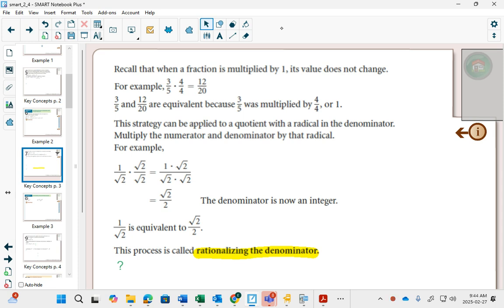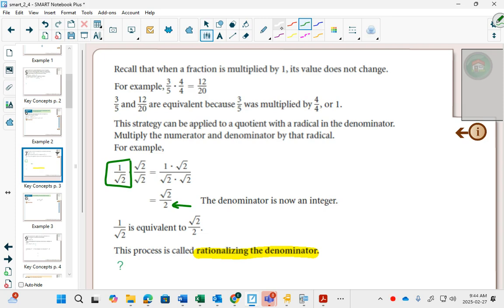The word rational comes from your number systems. We have rational numbers and we have irrational numbers. So this phrase, rationalizing the denominator, says we want our denominator to be a rational number. So for example, you are no longer going to be allowed to have square roots on the bottom of fractions. You are going to have them equal to a rational number on the bottom of the fraction.